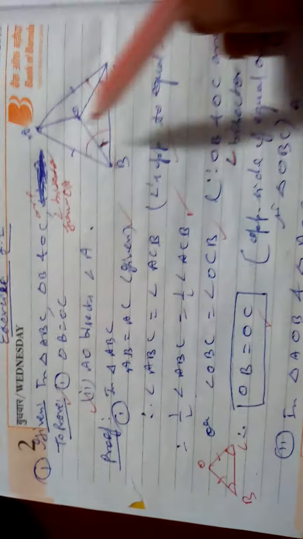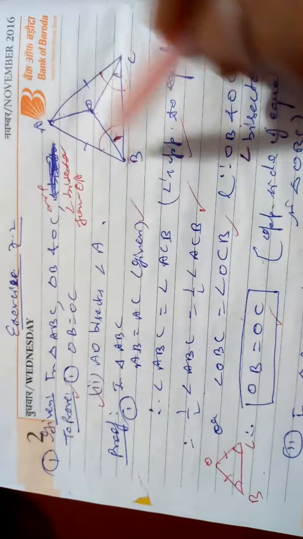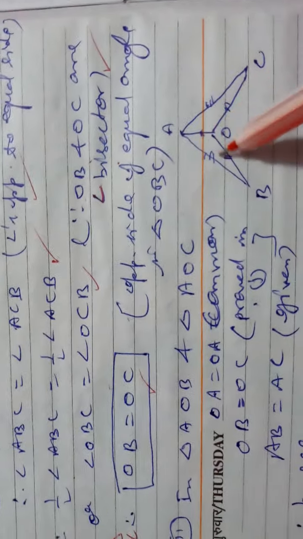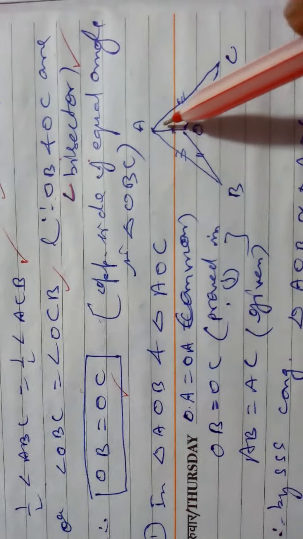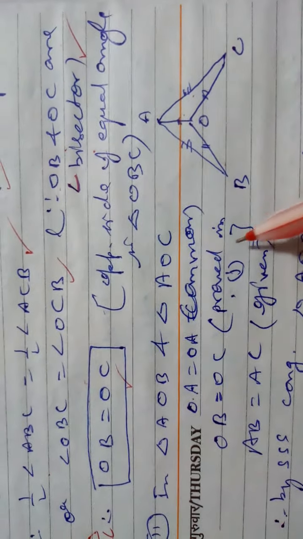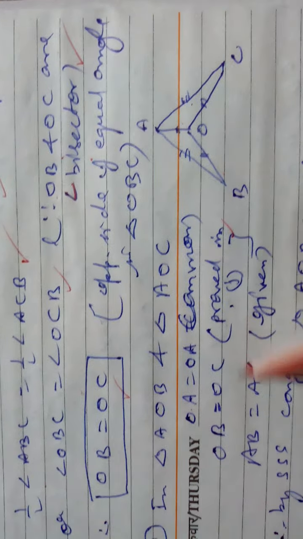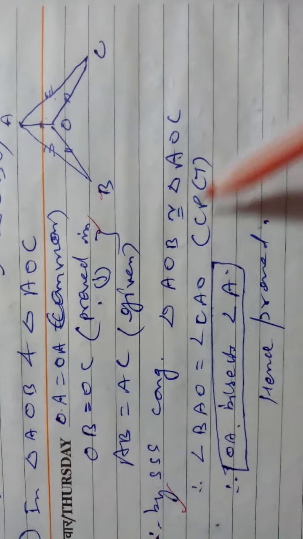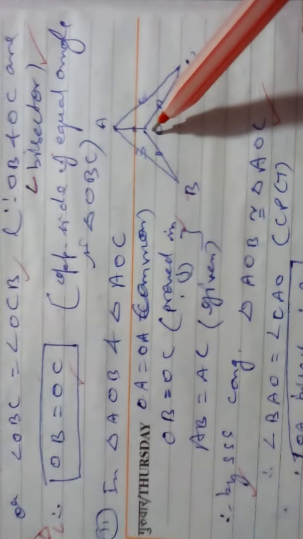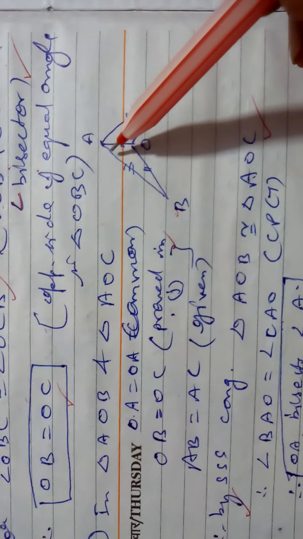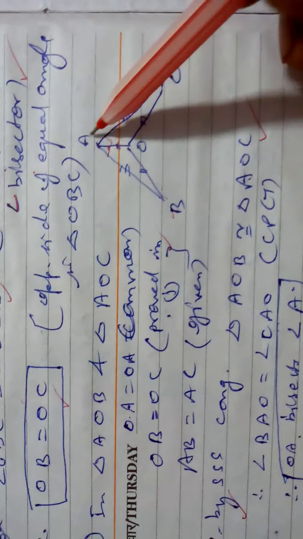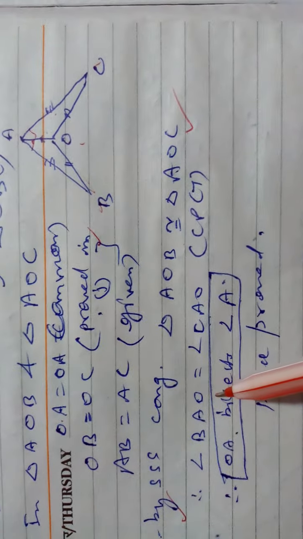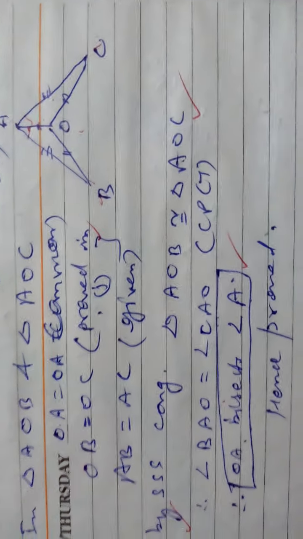Second part, you will take these triangles AOB and AOC. This triangle I have drawn here separately. In these two triangles, OA is the common side. OB equal to OC, we have proved above. AB equal to AC, given. By SSS congruency, triangle AOB congruent to AOC, and then by CPCT you can say that this angle is equal to this angle, BAO equal to CAO by CPCT. Then OA is the bisector of angle A. Hence proved.